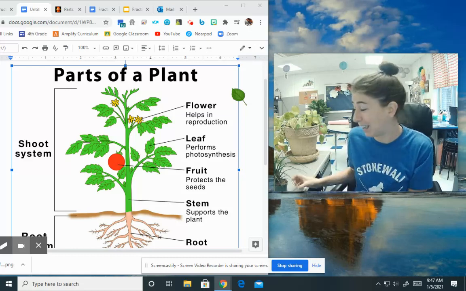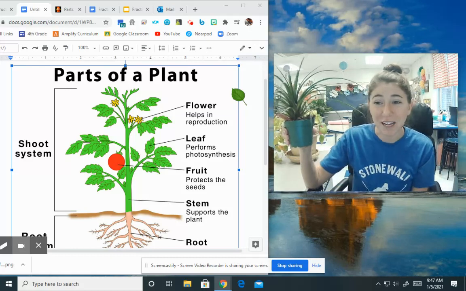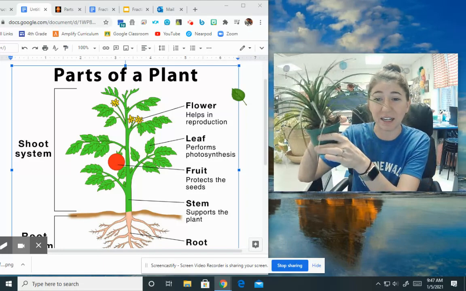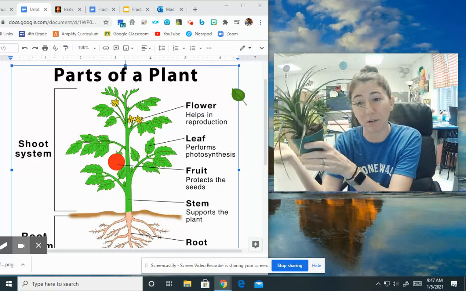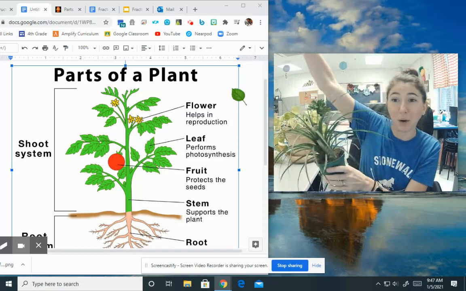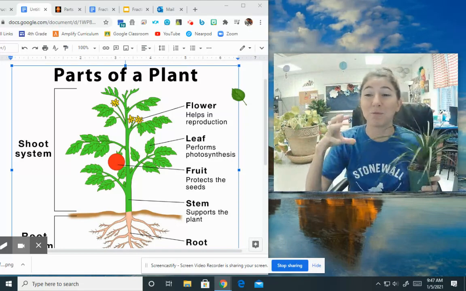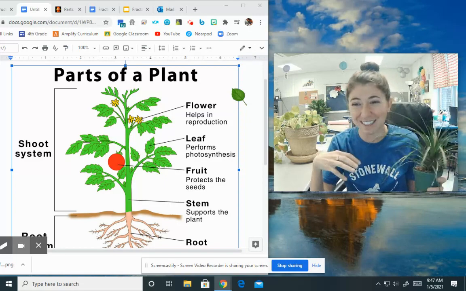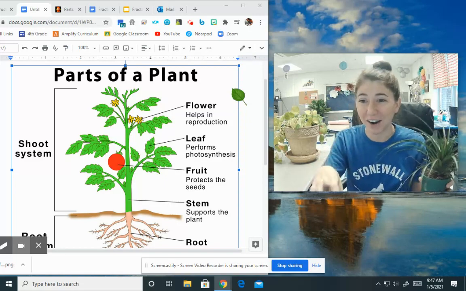One is it keeps them anchored into the ground. If they had no roots, they'd just sit there, and anytime somebody walked by, they'd plop over, or if the wind blew, they'd blow away as well. So one function is to keep them anchored to the ground.